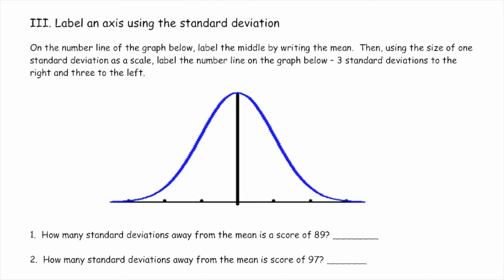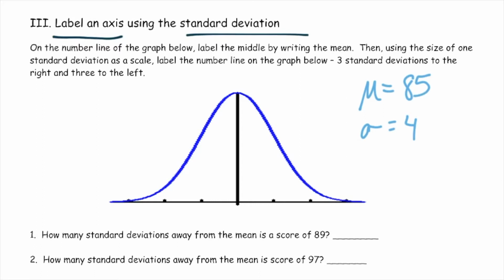What I'm going to go over is labeling the axis of our normal curve with the standard deviation and the mean. We're going to start by remembering the mean is 85 and our standard deviation is 4. The mean is always going to go right smack in the middle, and then we're going to add 1 standard deviation up, and then we're going to keep adding. So I added 4 to 85. I'm going to add another 4 to 89, and then I'm adding another 4 to get that 97.